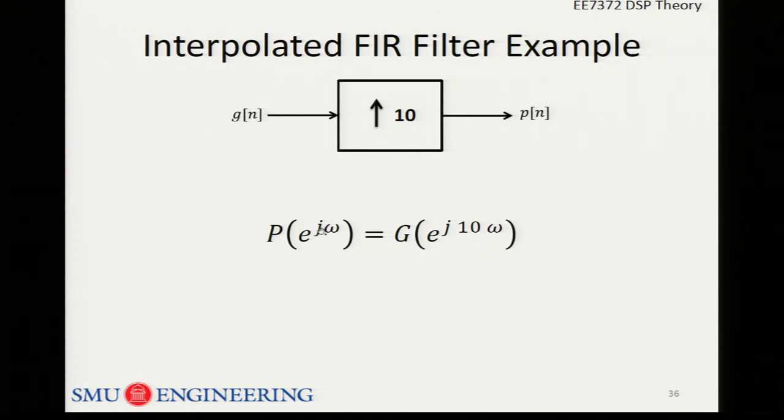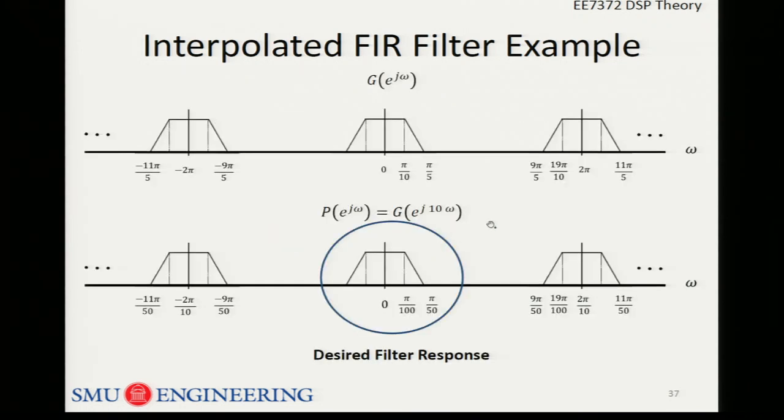So if you recall our upsampling identities, the frequency response, or the spectrum of P, is equal to G scaled by this factor of 10, right? So how does that affect things? Well, if we start with G, which is our easy to design filter, and we have copies every 2 pi, and it has a passband of pi over 10, and a stop band of pi over 5, and it's repeating and repeating.